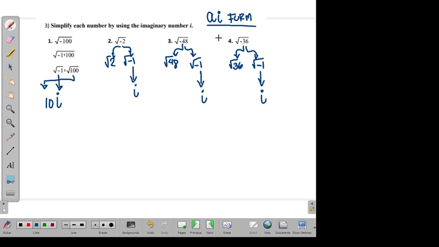Okay, we do have a problem with the second one because the square root of 2 does not have a perfect square root. So there's nothing we can do and we have to leave it that way. The last one is easy. Very good. The square root of 36 is just 6.